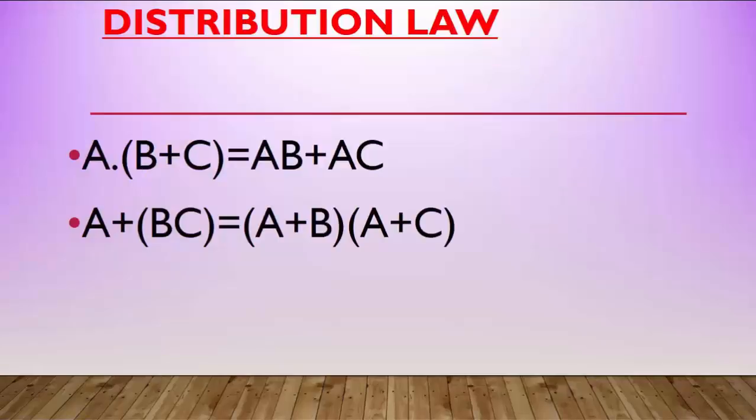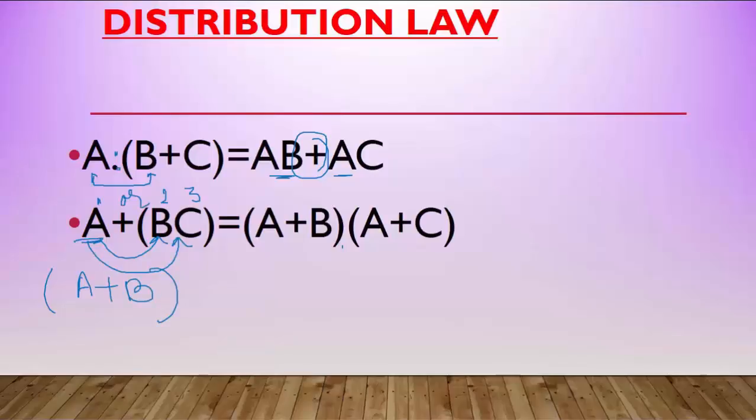Distribution law, which is very much used. The distribution law is A into B plus C equals AB plus AC. The ANDing of the variable with the others will change into ORing. And here A plus BC, you can take this A and write it twice; remember it, just give it some name. One will go with this, another time this will go with this. So A plus B and A plus C. This is my distribution law.